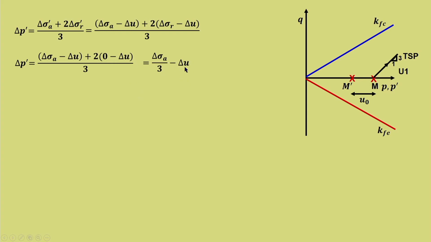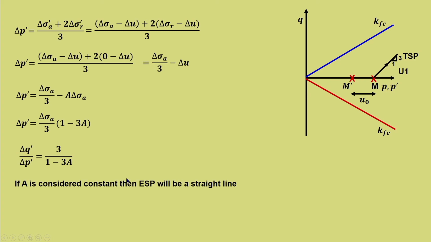So, delta sigma A by 3 minus delta U. So, delta P dash is equal to delta sigma A by 3 minus, substitute for delta U, A delta sigma A. So, delta P dash is equal to delta sigma A by 3 into (1 minus 3A). So, delta Q dash upon delta P dash is equal to 3 upon (1 minus 3A).